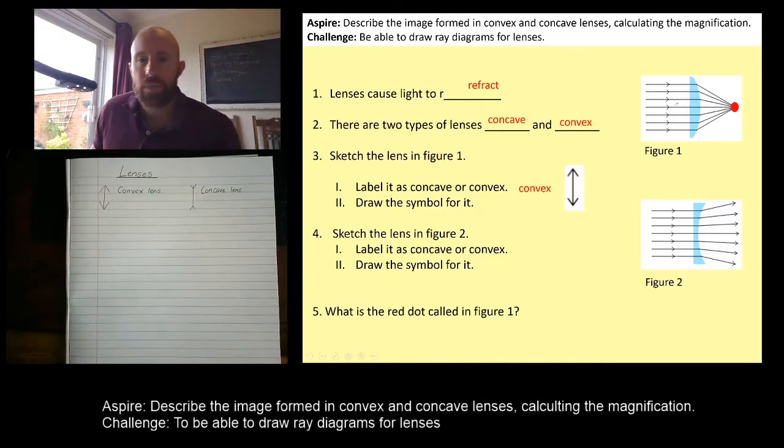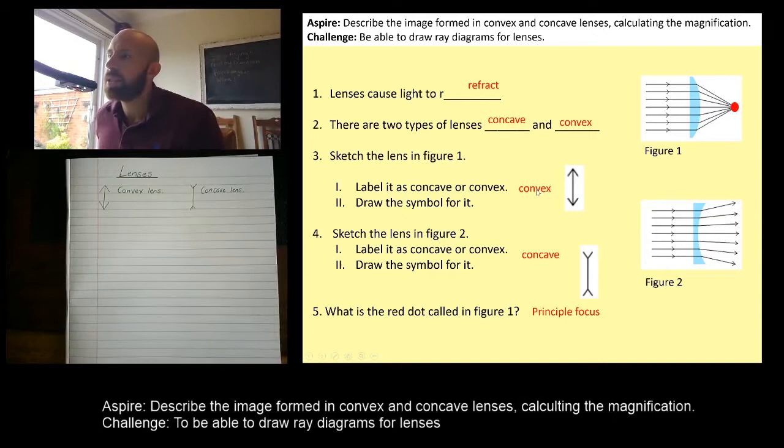It's convex because it's converging this light. And that's simple, which we already had drawn, but you might as well draw it again. Sketch the lens in figure 2. Again, you should have drawn this. And you should have labeled it as a concave lens with this symbol. And a little bit of challenge, what's this dot called? Well, this dot is called the principal focus. All the way from slide number 2.